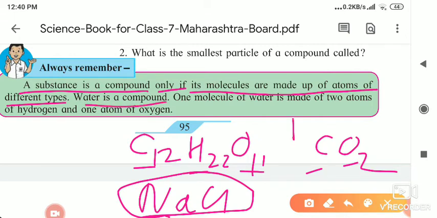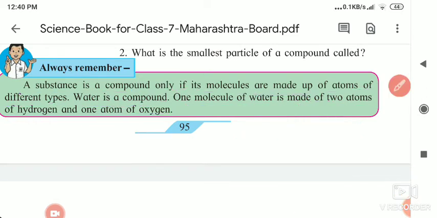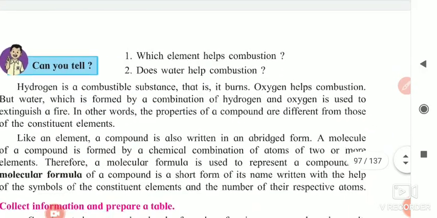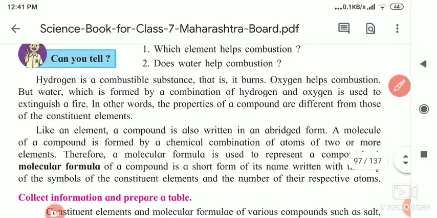Water is a compound, H2O, because it is made up of one atom of oxygen and two atoms of hydrogen. So one molecule of water is made up of two atoms of hydrogen and one atom of oxygen. So water is also a compound. Okay, clear all of you? So these are the definitions. So you have to learn the definition of the molecule.